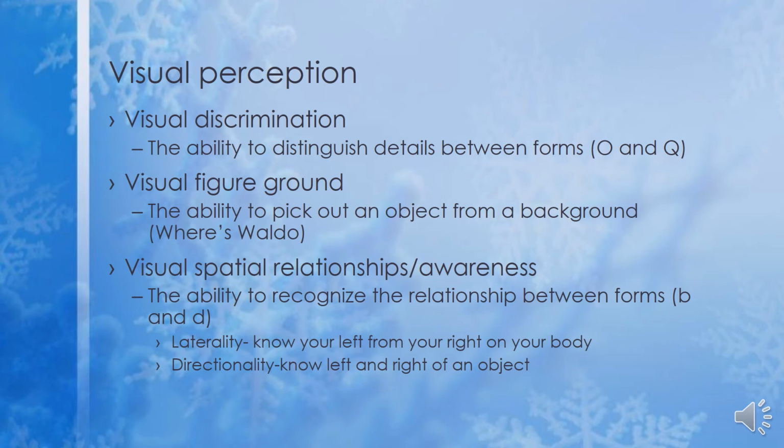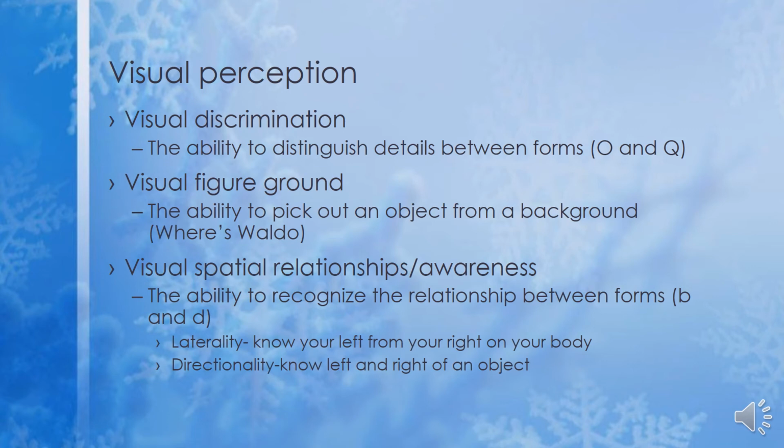Visual figure ground is the ability to pick an object out from a background. So the example I gave you here is Where's Waldo, which is a really easy thing to think about. So visual figure ground is picking something out from a field of other visual information. So doing word searches, doing I Spy, doing any of those sort of things is an activity in visual figure ground. Visual figure ground is a critical skill.